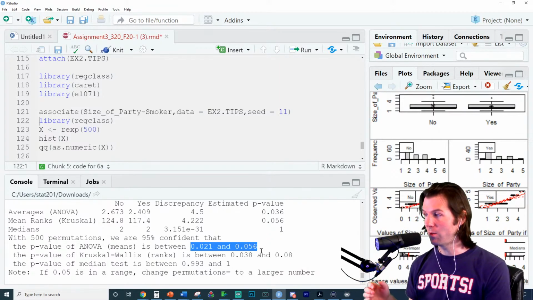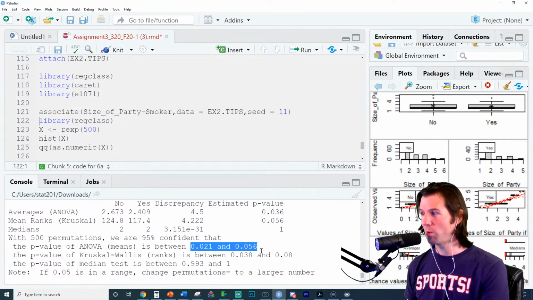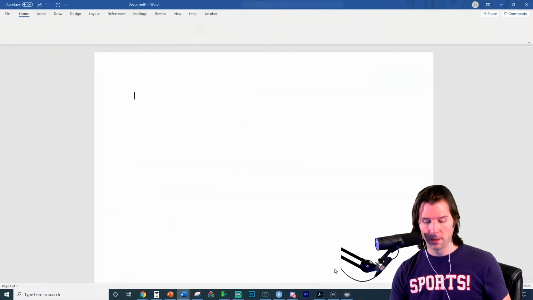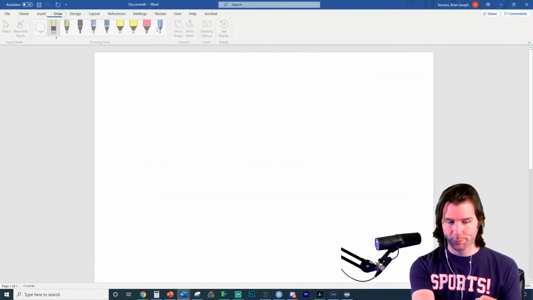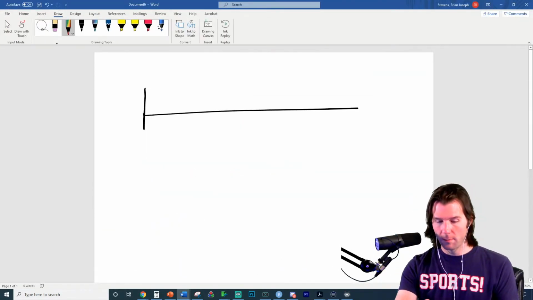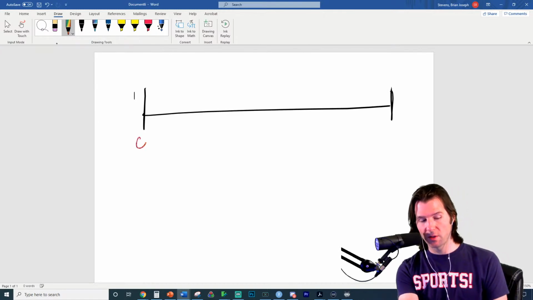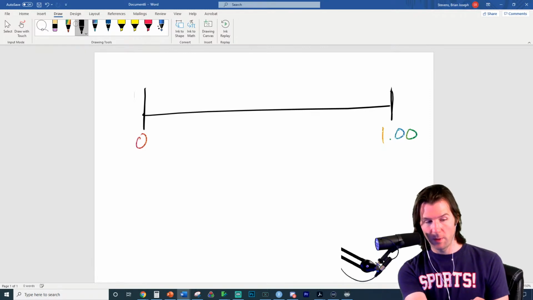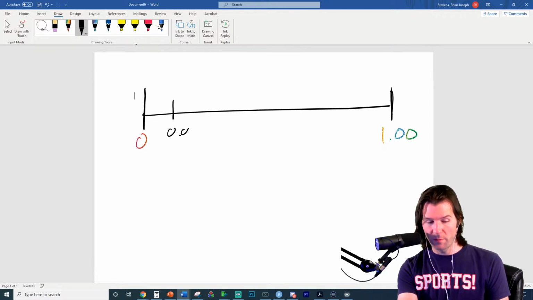We want the interval to be either completely below 0.05 or completely above 0.05. And why do we want it completely below or completely above? Because if this is completely below, and here I'll do a drawing to help, let's take p-values. They go from 0 to 1, and here's 0.05.